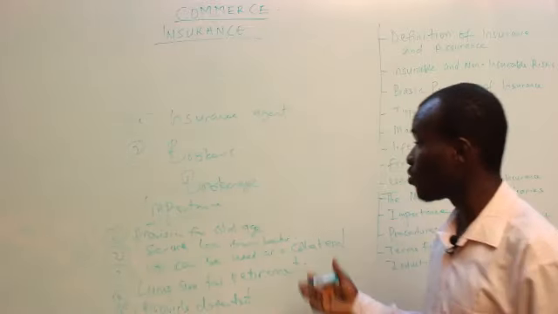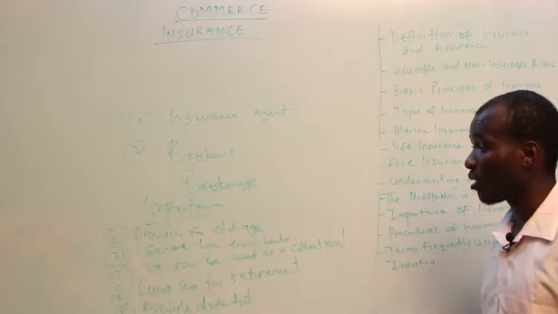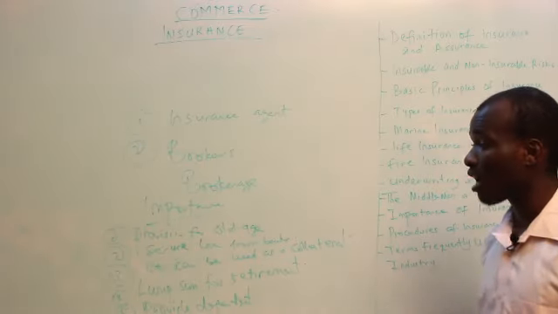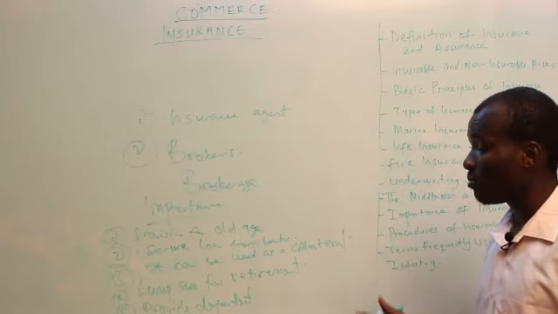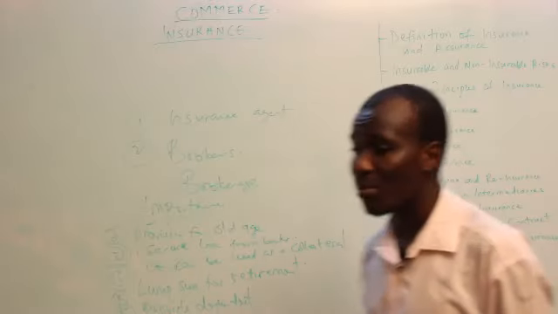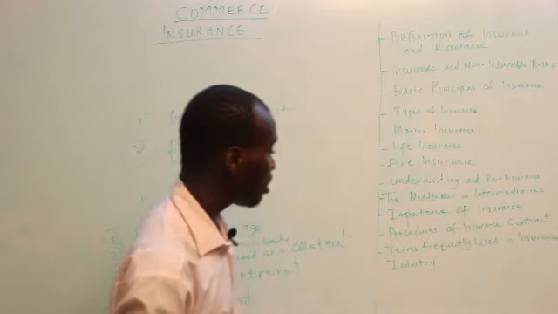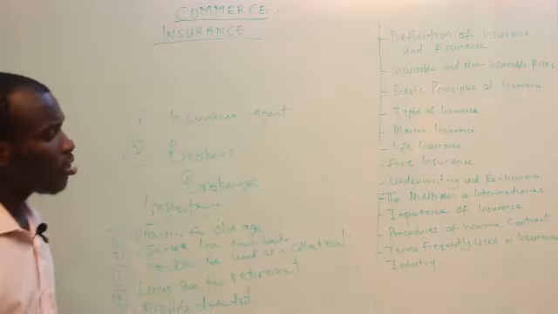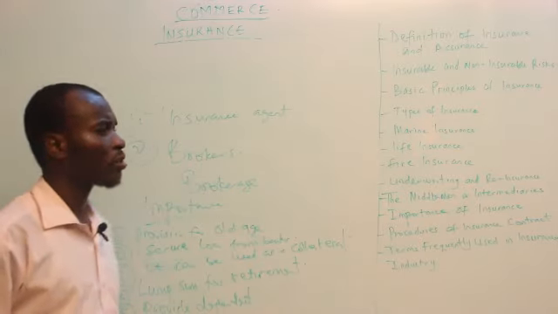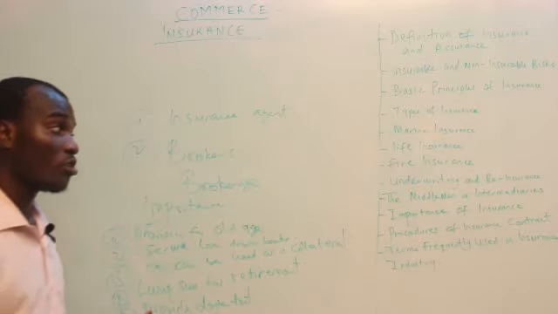So make provision for old age, secure loans from banks, and also it can be used as a collateral security, lump sum for retirement, and also provision for dependents. So the next one we have here is terms frequently used in the insurance industry. First, the procedures of an insurance contract. How is an insurance contract to be taken? We are going to look at the procedure.